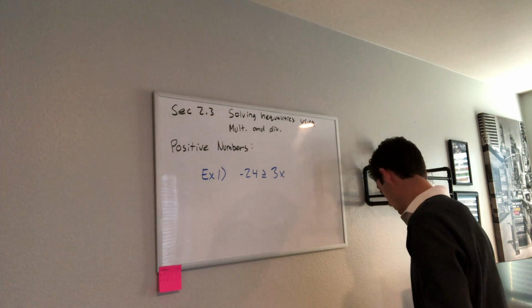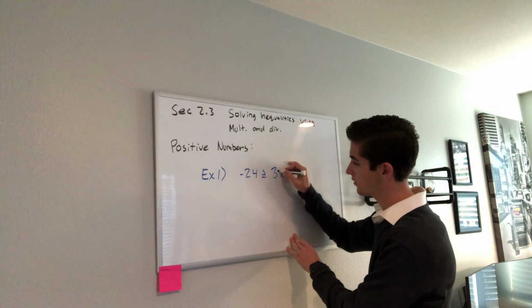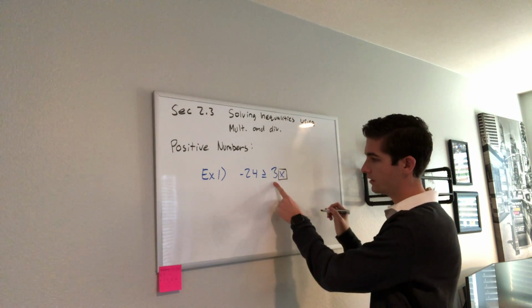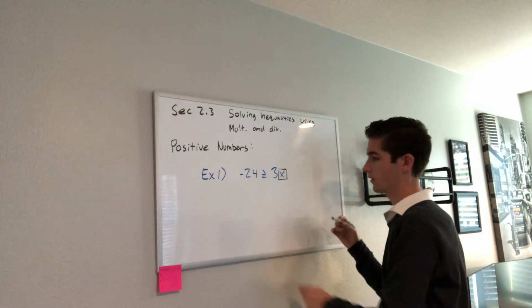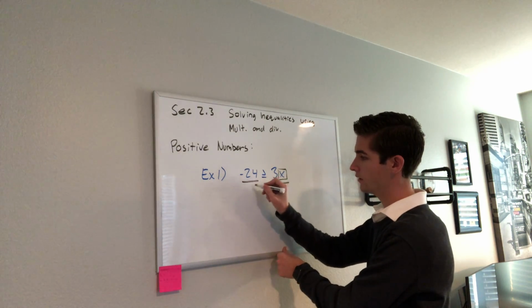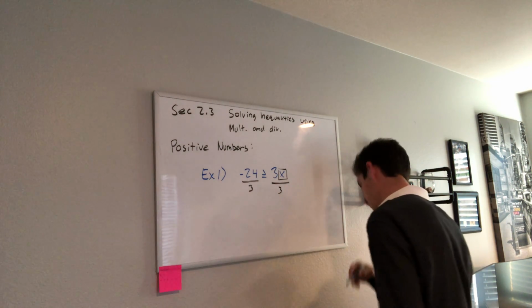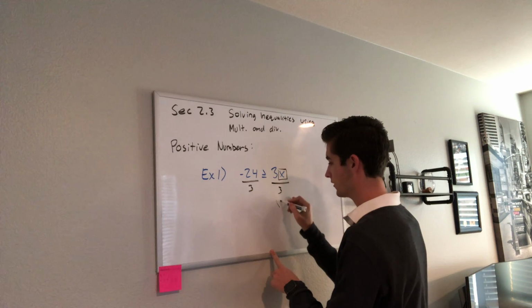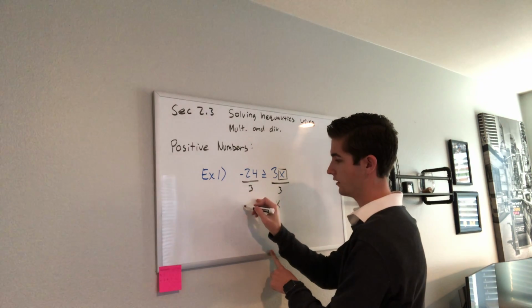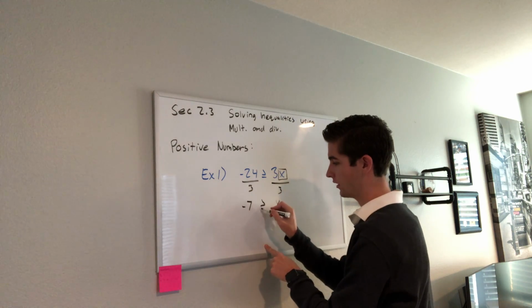So, we have to isolate our x, right? So how do we isolate our x? We need to divide by 3. So we're going to divide both sides by 3, right? And when we divide both sides by 3, we have x, and this is going to give us negative 7.